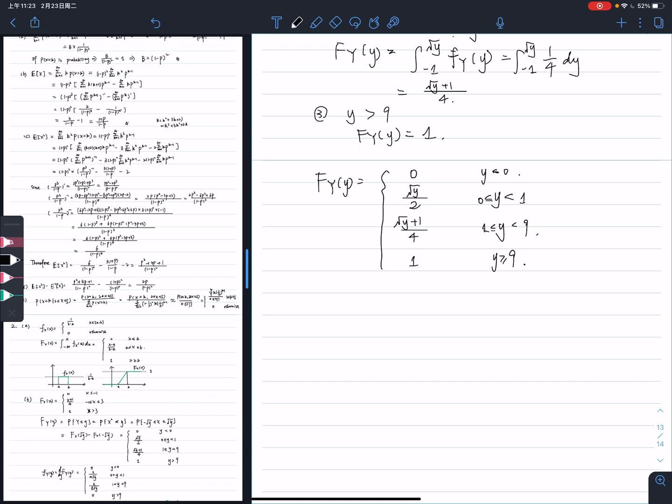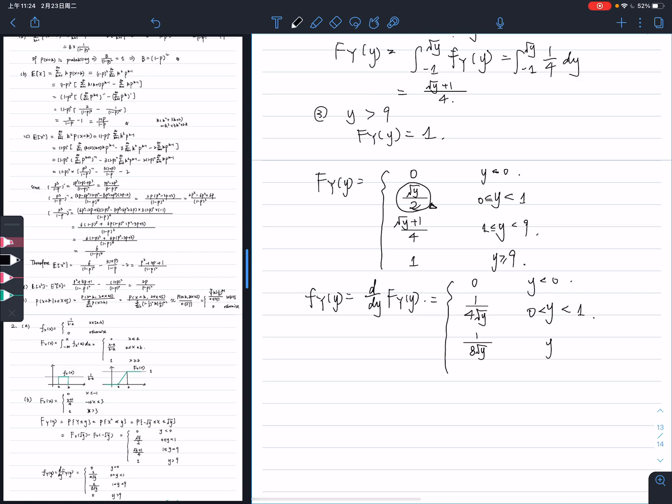So then we want to get the PDF. The PDF is the gradient of the CDF. So it can also be written as: it is 0 when y is smaller than 0. The gradient of this function is 1 over 4 square root of y when y is larger than 0 and smaller than 1, and 1 over 8 times square root of y if y is larger than 1 and smaller than 9. The gradient of a constant is 0, so it is 0 when y is larger than 9.